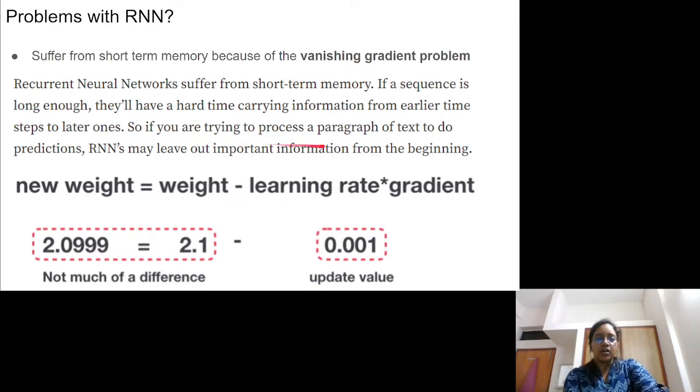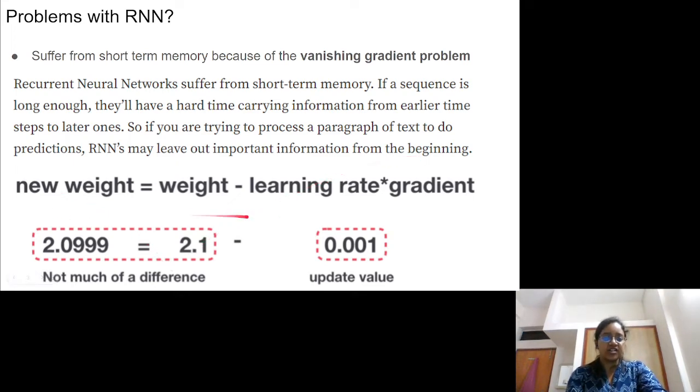So if you're trying to process a paragraph of text to do predictions, RNNs may leave out important information from the beginning. That is why RNNs are good as long as your text is small, right? As and when your text length starts increasing, RNNs start causing problems, right?